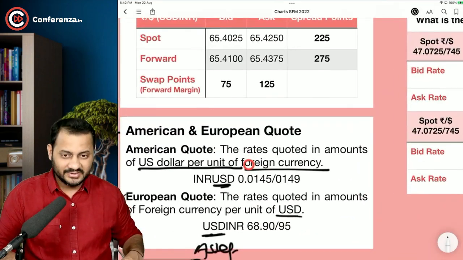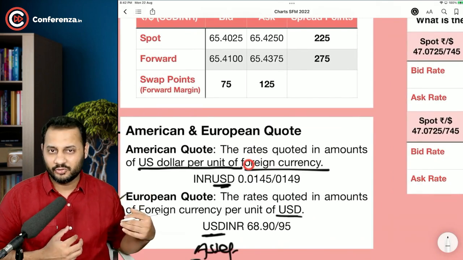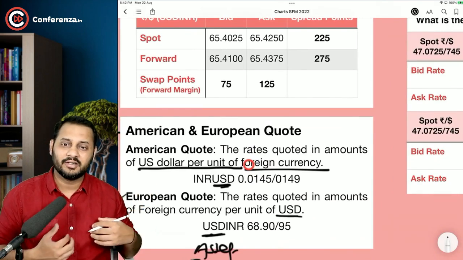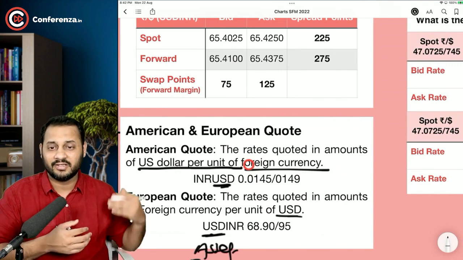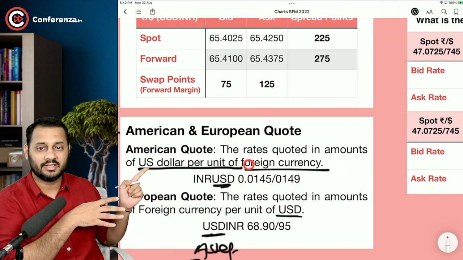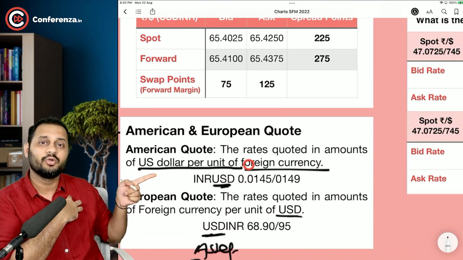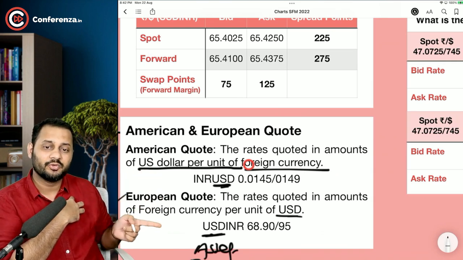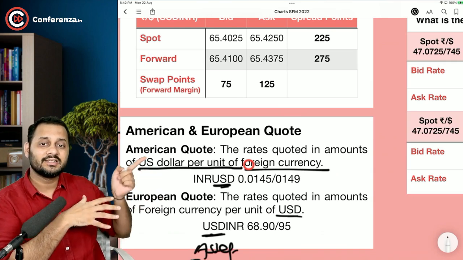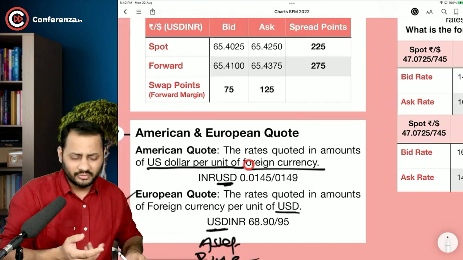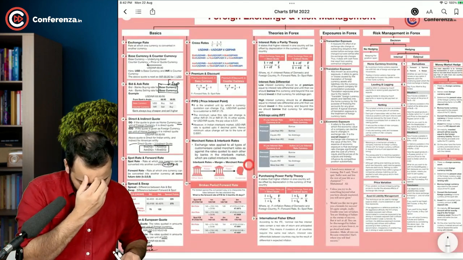So basically for us, it's a direct and indirect quote type of pattern. Americans are calling it American and European quote. They are not saying this is a direct quote for us. But practically speaking, if we look from our conceptual point of view, for them this is going to be a direct quote, right? And this is going to be an indirect quote. But they are saying it as American quote and European quote. So it's all about people to people.